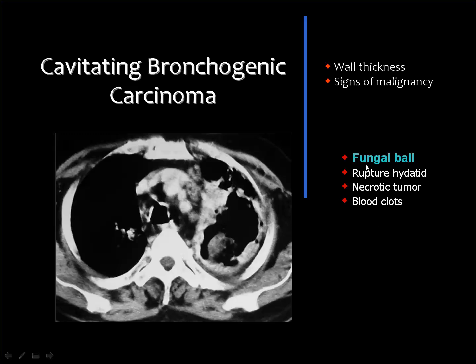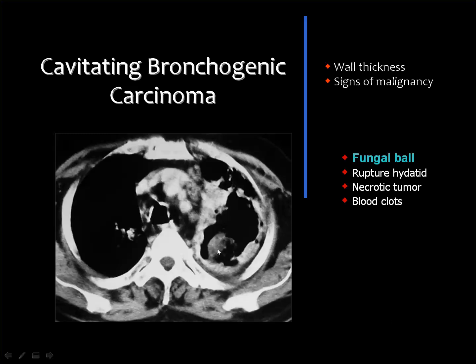diagnosis will include the fungal ball, ruptured hydatid cyst, necrotic tumor, and blood clots within a benign or malignant cavity. What's very important here is the wall thickness. And they have here a thick irregular wall and an extremely irregular inner margin. Then this cavity is malignant, whatever its content. It may contain air, it may contain an air fluid level due to bleeding inside the cavity, it may contain a ball like this due to the necrotic shreds of the tumor forming what looks like a ball.